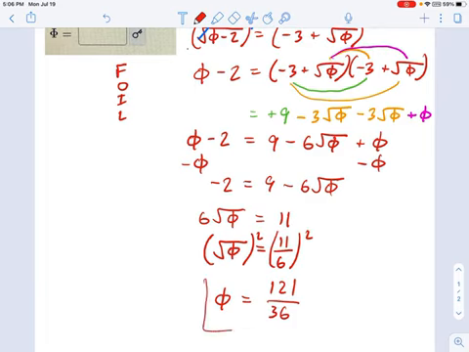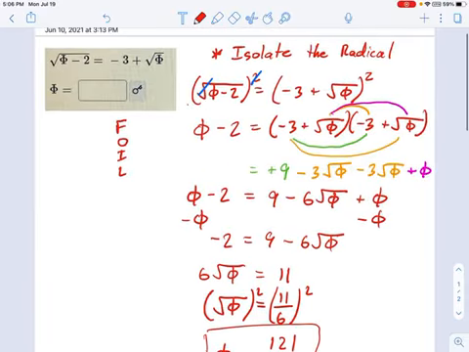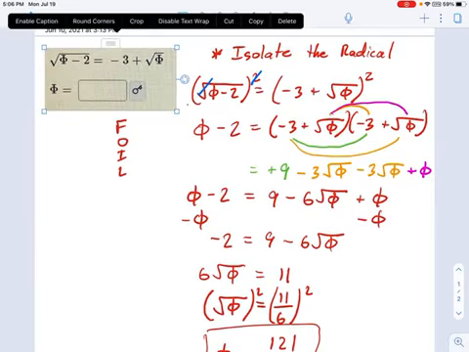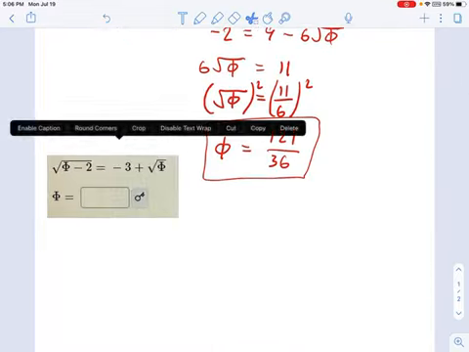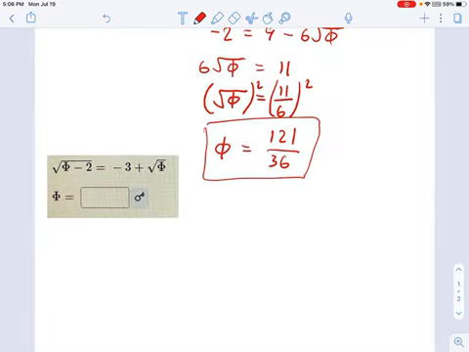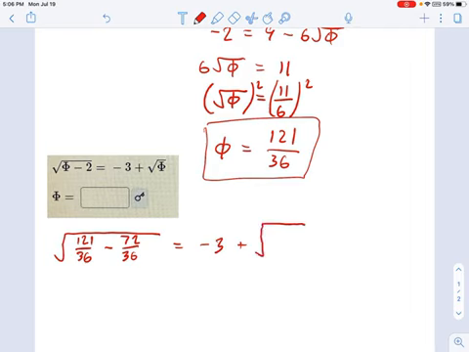We have a solution. The question is, does it work? So let's grab our original equation. We're just about done at this stage. There's my equation. I'm going to plug this in here. So I have the square root of 121 over 36 minus 2. Well, instead of 2, I'm just going to write 72 over 36. If you don't mind, that'll make the fractions easier to deal with. Equals negative 3 plus square root 121 over 36.